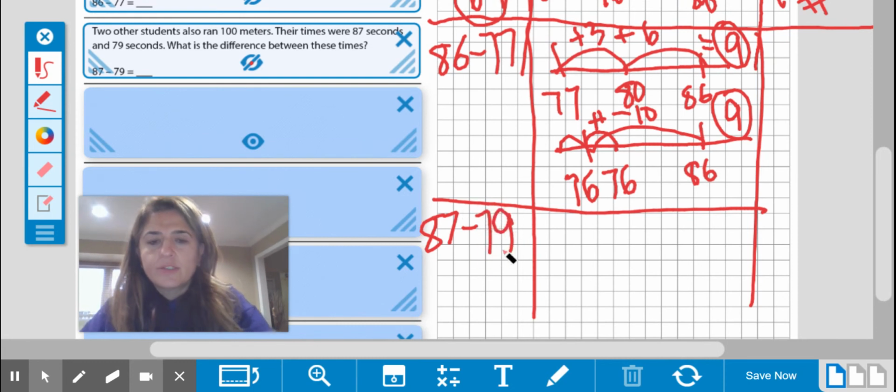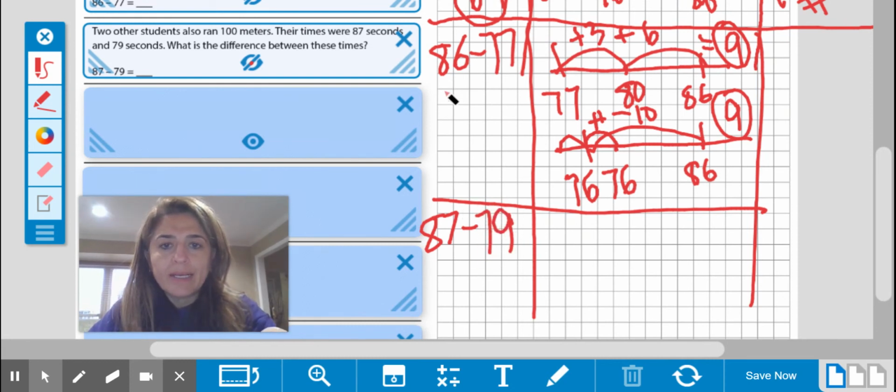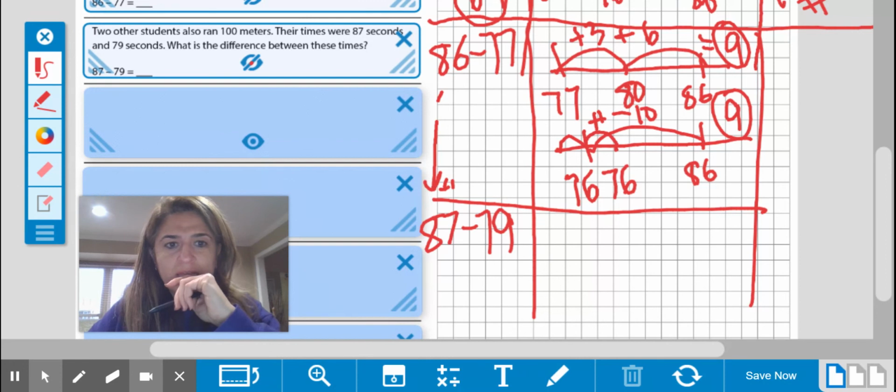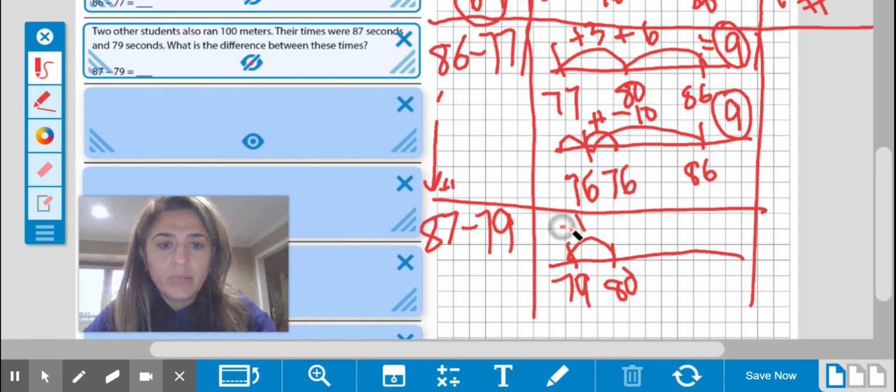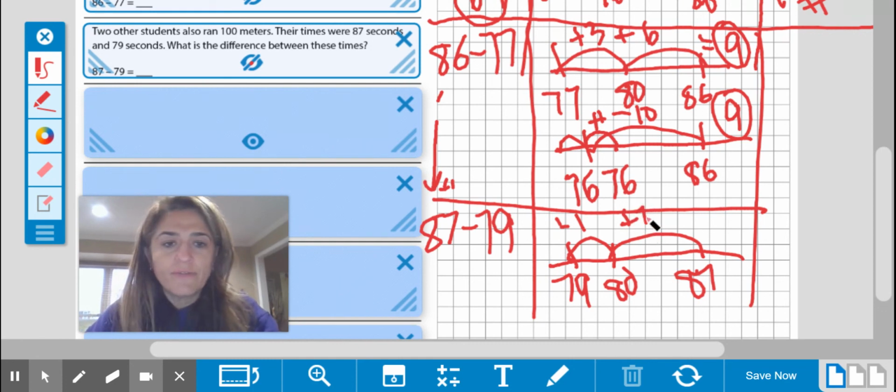So someone probably realized that the difference between 86 and 87 is plus 1. But then from 77 to 79 is plus 2. So what do you think the answer is going to be? A difference of what? Well, let's figure it out. I like using this going from the 79 to 87 because 79 is close to 80 plus 1, and then 80 to 87 is plus 7. So the difference is 7 plus 1, which is 8.